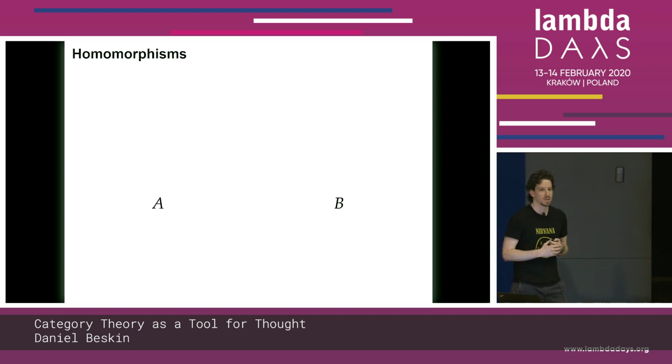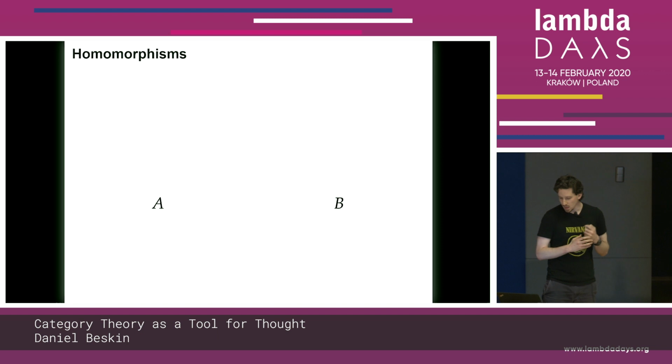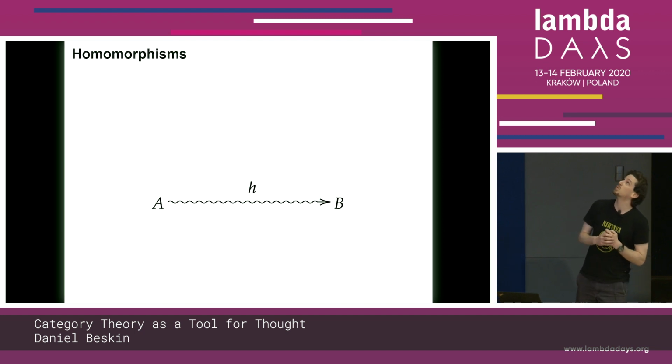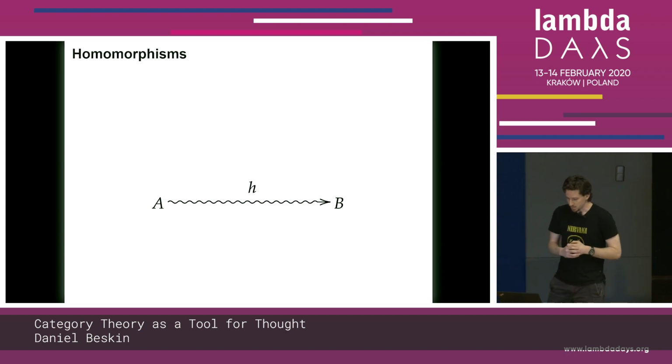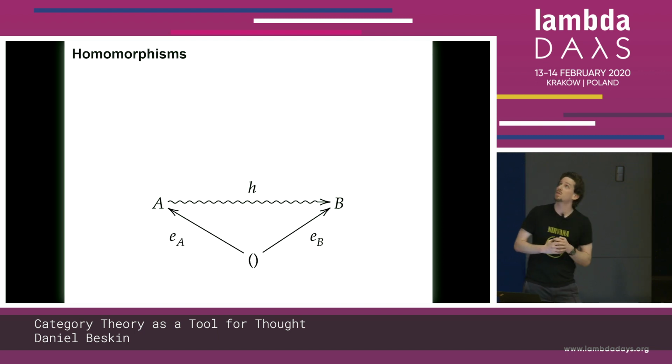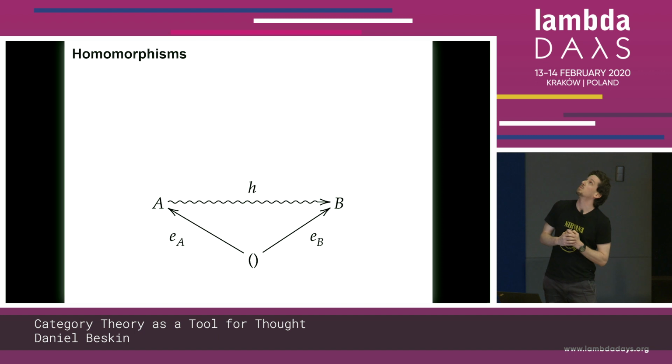So suppose we have two monoids, A and B. A morphism between them will be called a monoid homomorphism. We'll denote it with a squiggly arrow. A homomorphism is not just any function between A and B. It's a function that respects the monoidal structure of the monoids we're talking about. Specifically, it maps the empty value of one monoid into the empty value of the other monoid. So this whole diagram commutes.